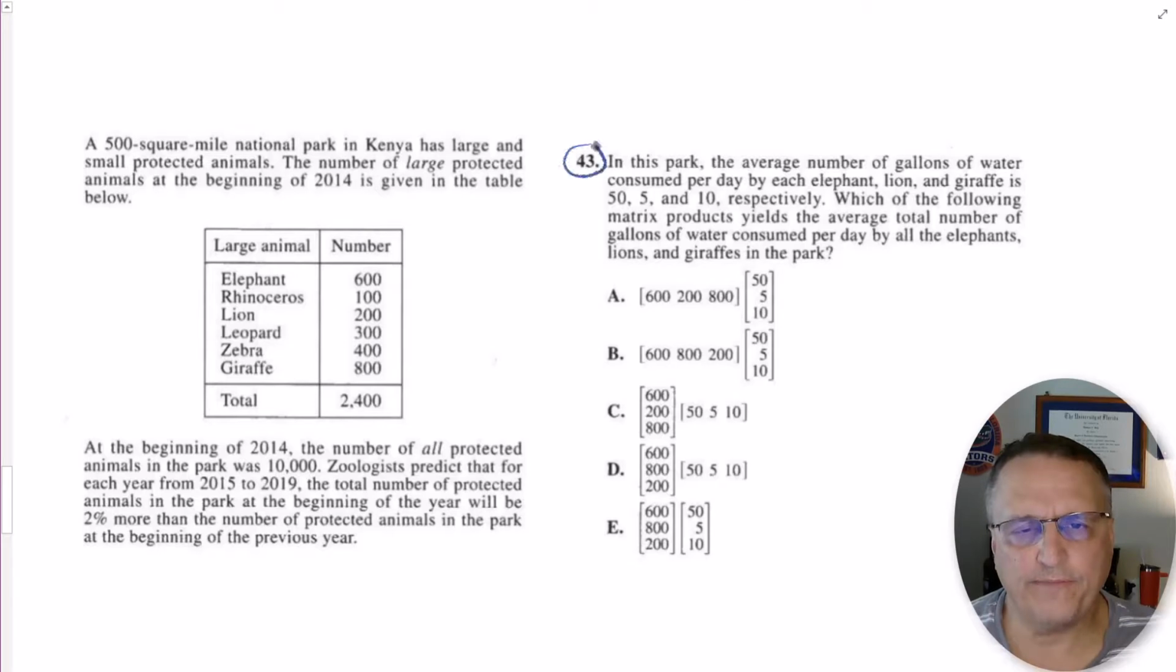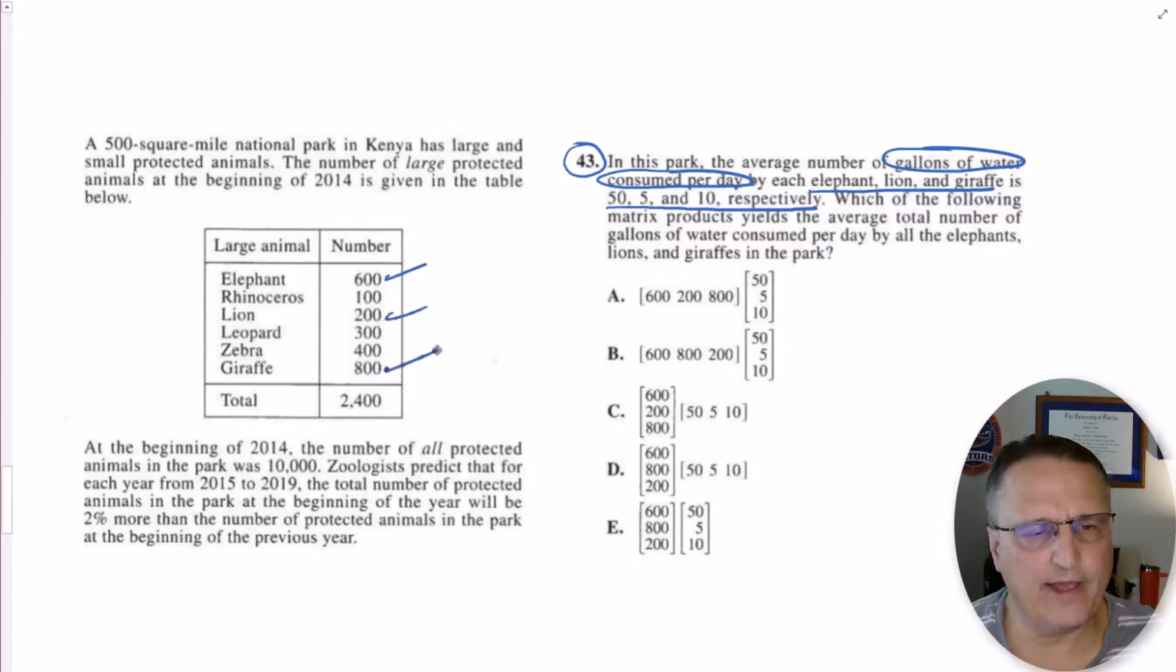Question 43 says that in this park, the average number of gallons of water consumed per day by each elephant, lion, and giraffe is 55 and 10 respectively. These are gallons of water consumed per day by each of those 3 animals. Over here, I see that I have elephants, I have lions, and I have giraffes. I've got the number of each one of those animals, and I know how many gallons of water on average each one of those animals is drinking every single day.